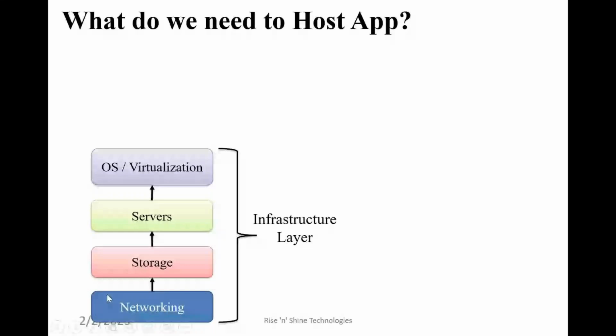But once that infra is ready, suppose we take an example like a Gmail kind of application. The application we are accessing has a backend: the networks have been set up globally to access it, storages have been defined, and the application is running on servers which have been defined on the virtualization layers. The basic thing required is the infra.